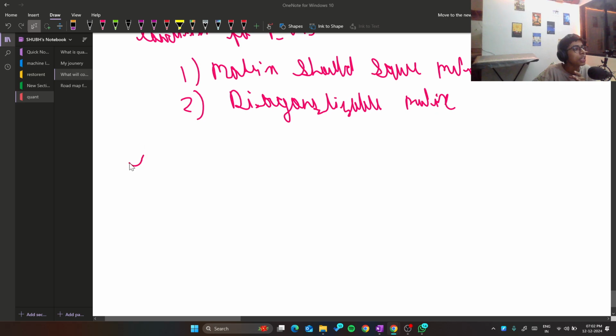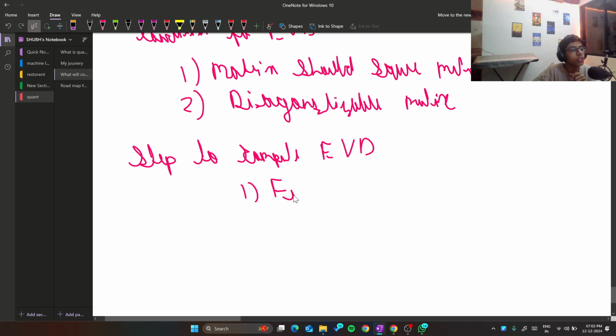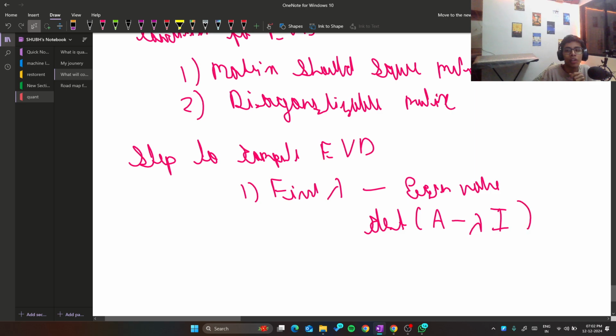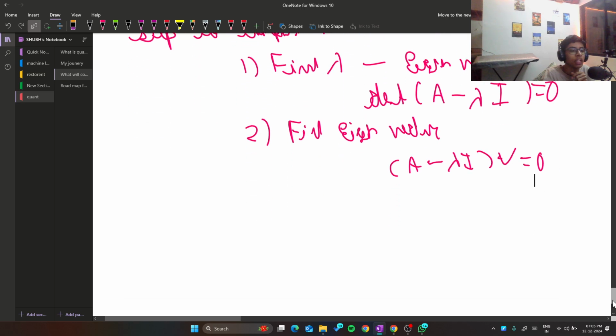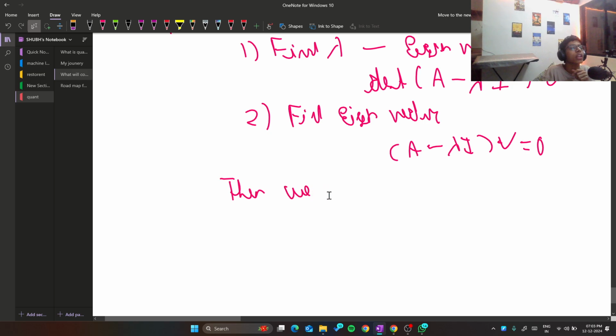So let's see the steps to compute EVD. First, we have to find the lambda, the eigenvalue. By the determinant formula we have seen, we can find the lambda value. After finding the lambda value, we have to find the eigenvector by the formula A minus lambda I. And then we have to find the Q matrix and the diagonal matrix.